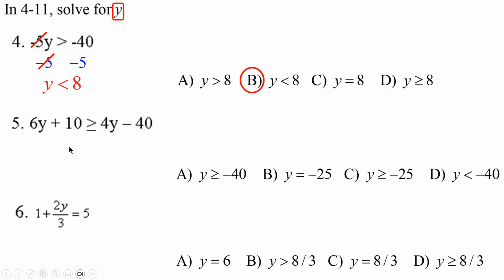All right, number 5. Well, I have 6 y's on the left and I have 4 y's on the right. So let's subtract the 4y from each side.